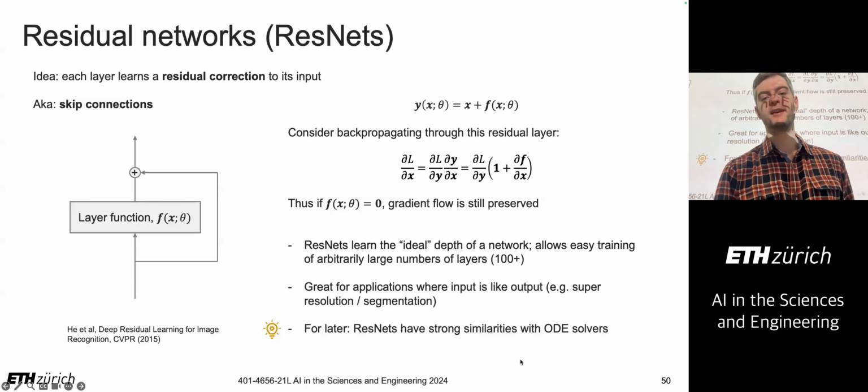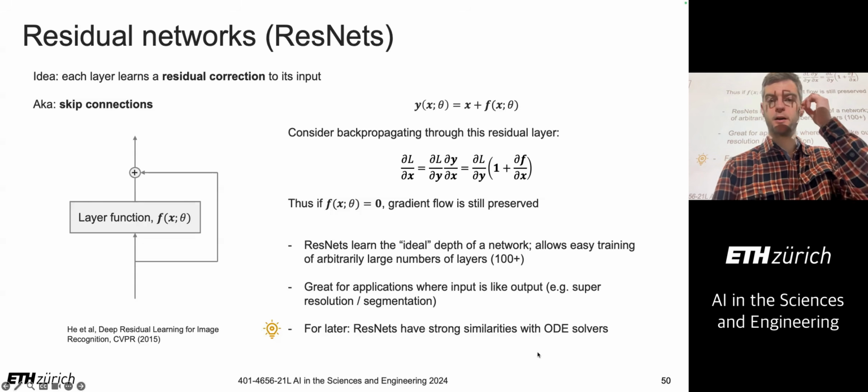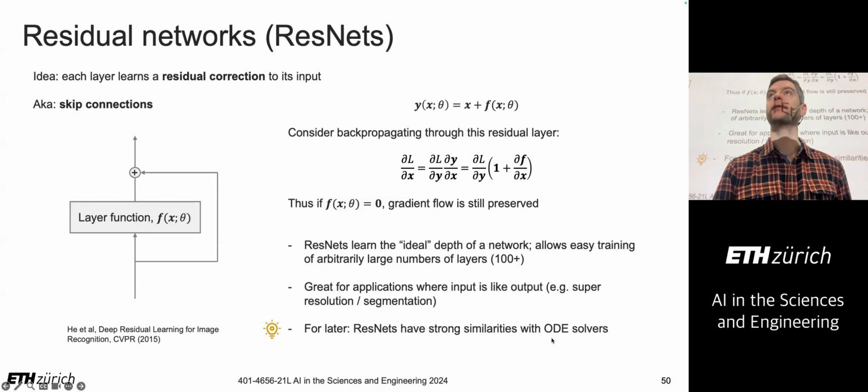There's also a really deep connection of ResNets with ODE solvers, and this layer function here starts to look a bit like a single Euler step, for example, in ODE solvers. I'm going to talk about this a lot more when we talk about hybrid workflows and neural differential equations in the last half of the lecture course.